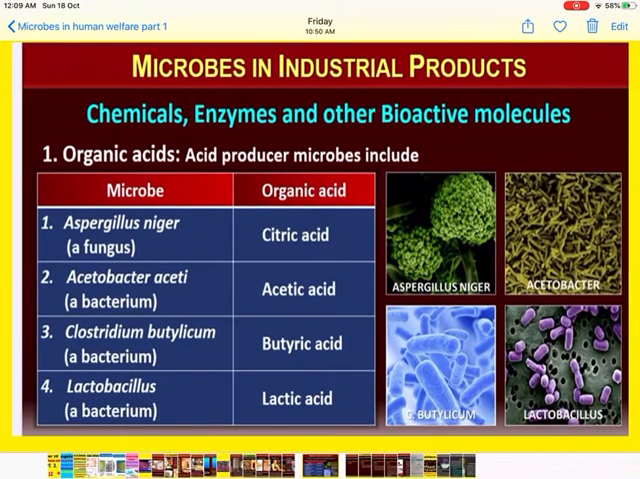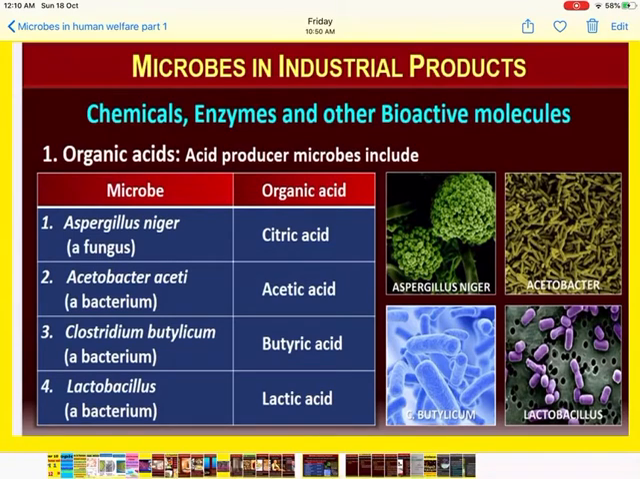Come to next, chemicals, enzymes and other bioactive molecules. Let us see the organic acids first. Which microbes produce acids? There is a table in front of you showing the microbe and the organic acid produced by them. The first microbe is Aspergillus niger, which is a fungus. You can see the diagram also. First diagram, and it produces citric acid.